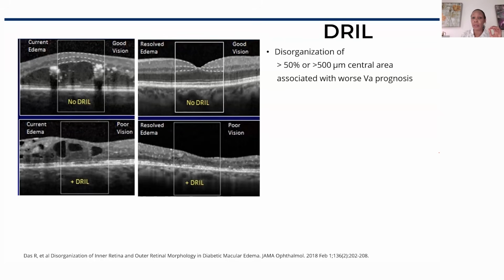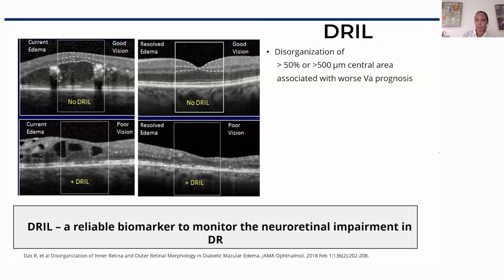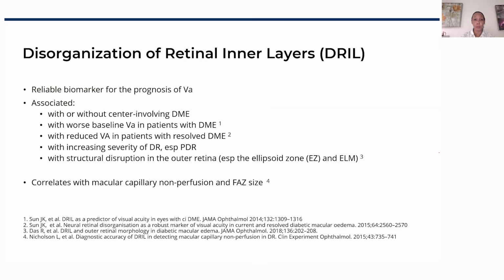Where you have DRIL present and there's disorganization, yes, you can give anti-VEGF, the edema resolves, you get a little atrophic look to the retina, but there's disorganization and the vision remains poor. So you can tell before you give the anti-VEGF, the chances of the vision improving because of the presence of DRIL within the retina. So DRIL is a reliable biomarker to monitor the neuroretinal impairment in diabetic retinopathy.